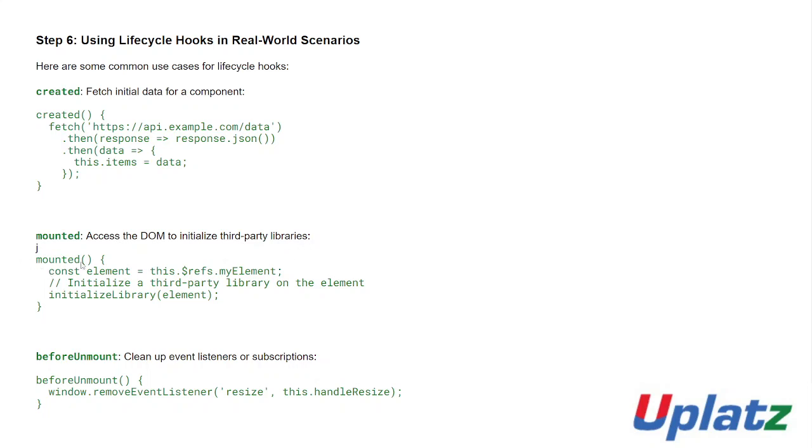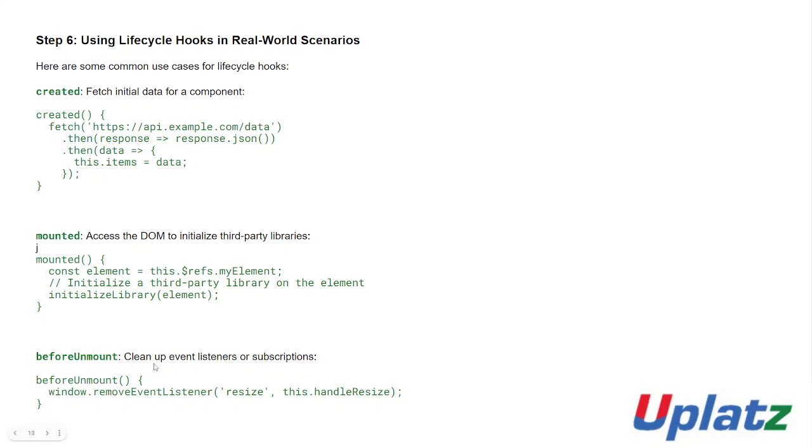Now mounted. Access the DOM to initialize third-party libraries. Mounted, const element is equal to this.$refs.myElement. Initialize a third-party library on the element. Here this.$refs.myElement, then initialize the library. Here it gets that element.